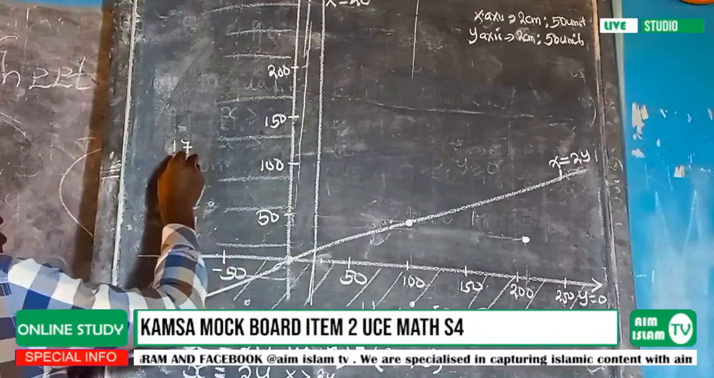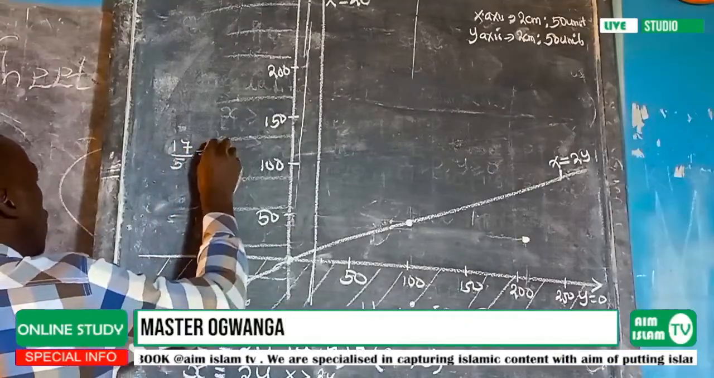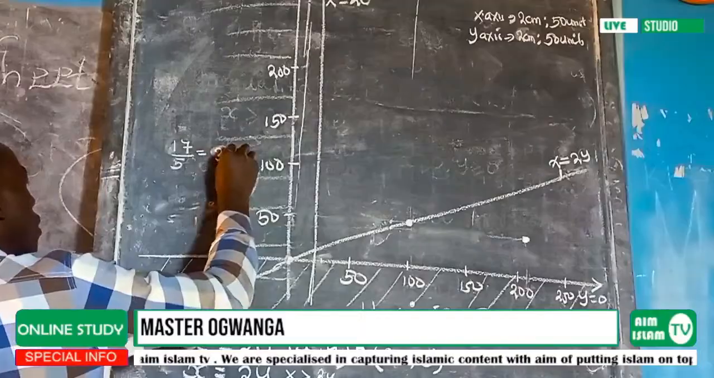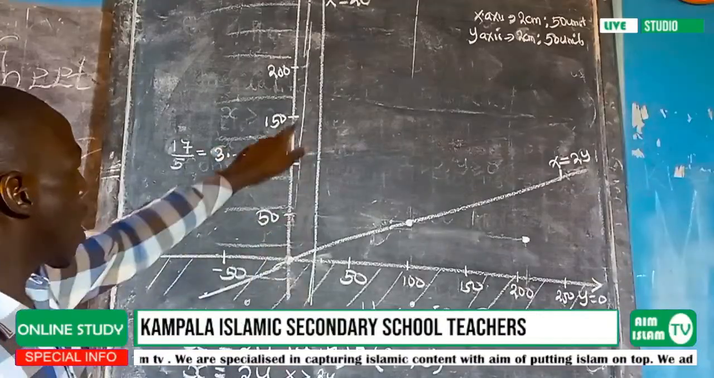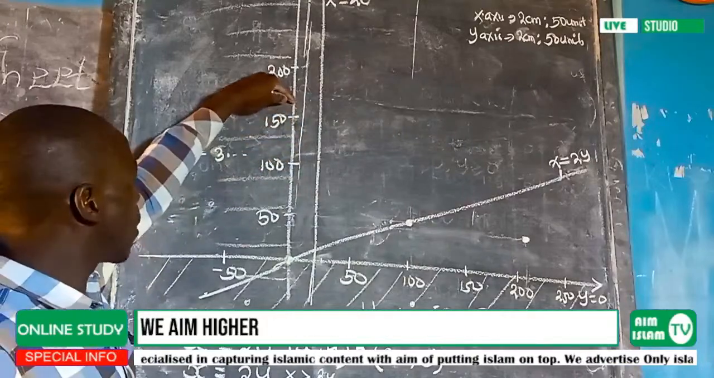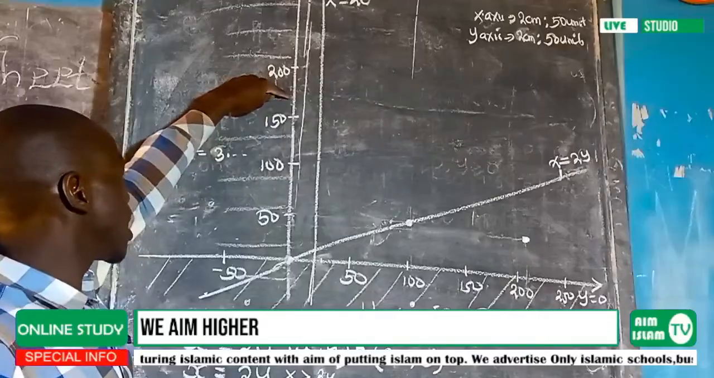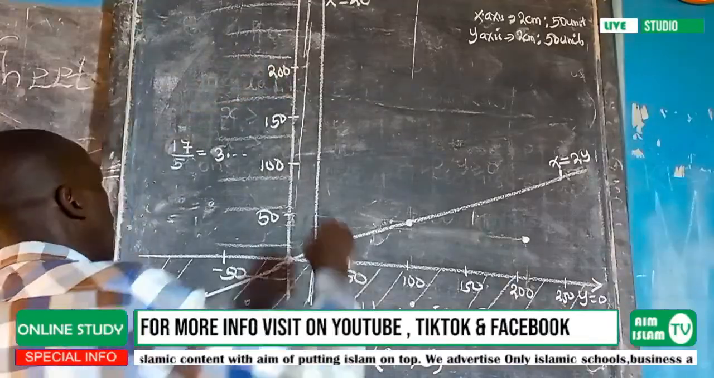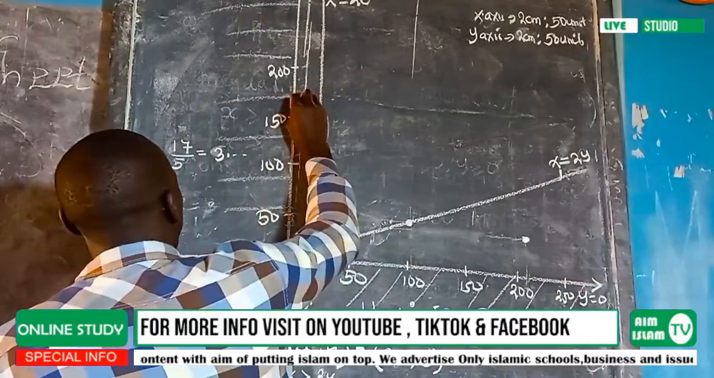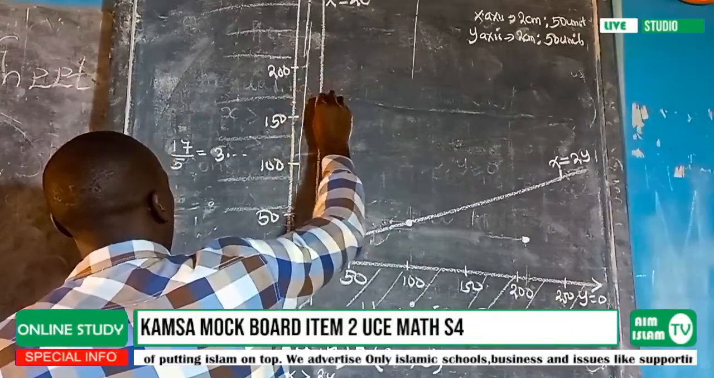If I divide that 17 by 5, you realize that you're going to get 3 point something. Meaning, after 150, we are supposed to count 3 small boxes. The 3 small boxes will represent 165. Then I will now estimate 167, whereby I can say somewhere here.